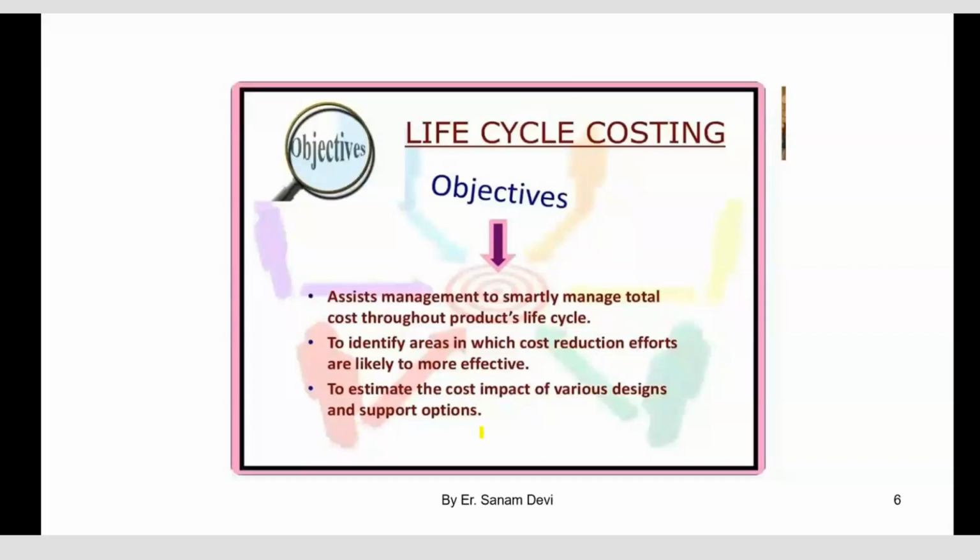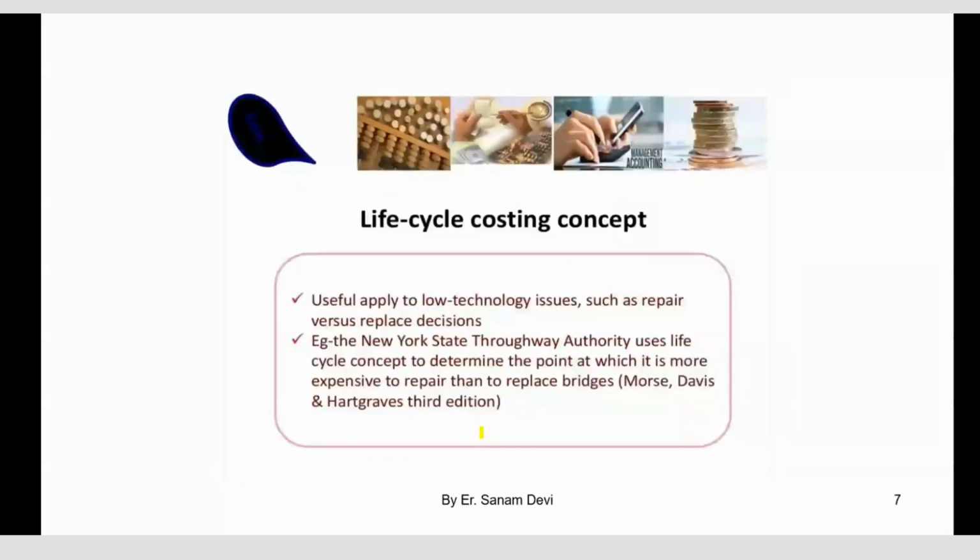The third one is to estimate the cost impact of various designs and support options. If we read about life cycle costing, then we can find out that there are so many designs for one bike. We will find out which design is more effective, more powerful and less costly. Then my product cost will be less. This is the objective of life cycle costing.